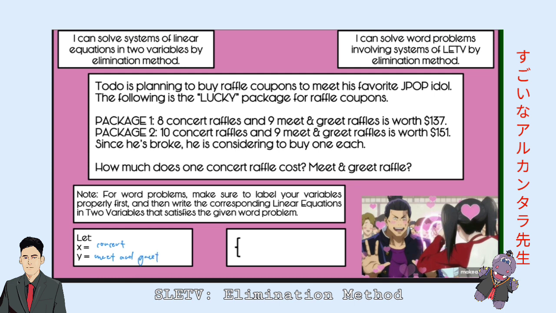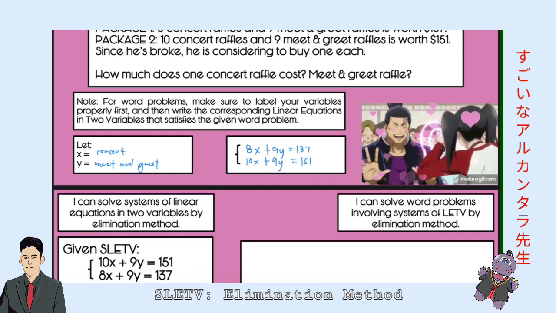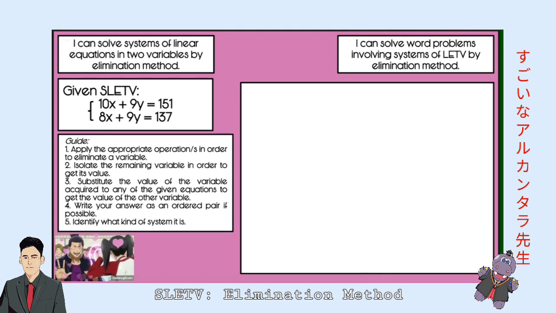Our first equation will be 8x because 8 concert raffles. And then 9 meet and greet, so 9y. And then worth 137. Second package, 10 concert raffles, 10x. 9 meet and greet, so 9y. And then worth $151. So in this case, since I'm hoping that you guys get already the technique here, since as you can notice, the second equation have higher values for terms, I'll put that first, okay? So that it will be easier for us to eliminate something without negative values. So 10x plus 9y is equal to 151, and then we're going to subtract 8x plus 9y equal to 137.